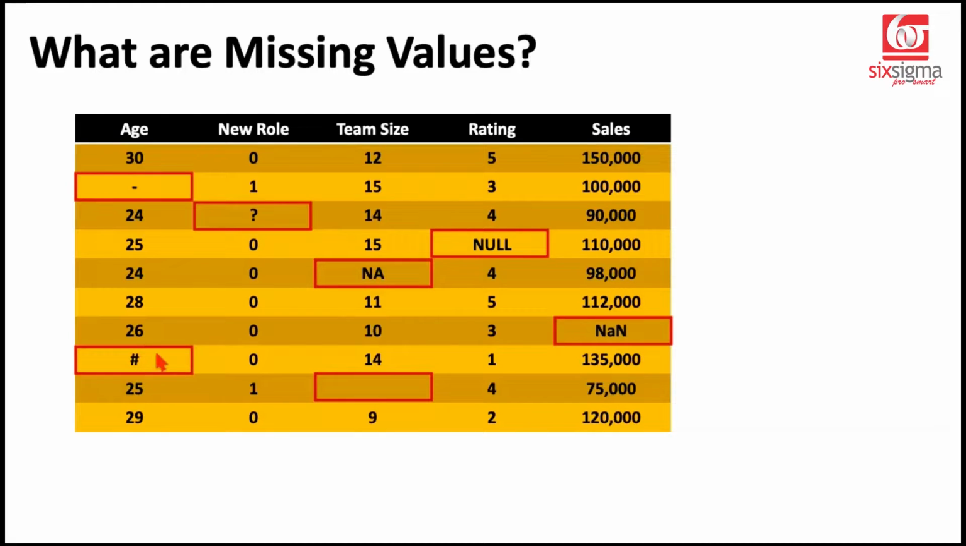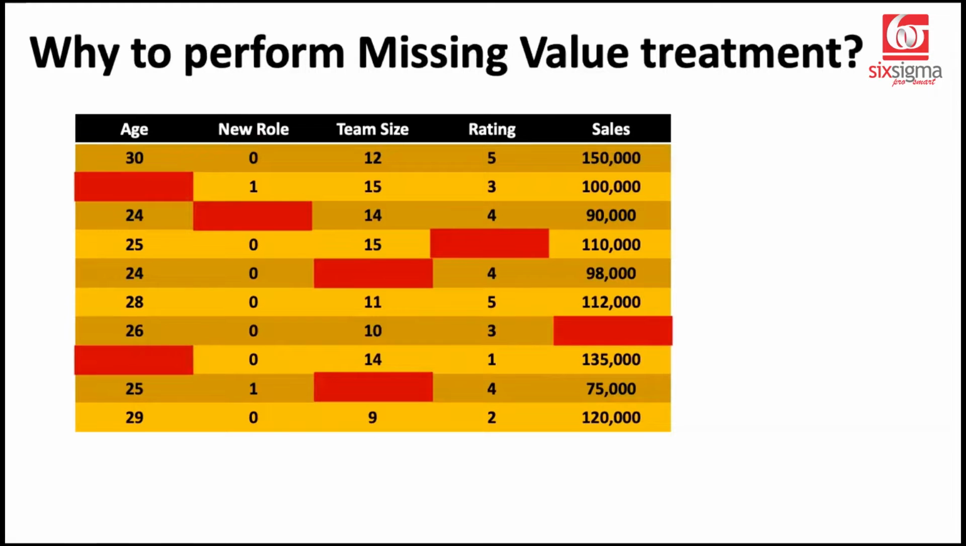The answer is yes. Similarly, the column called new role, it's supposed to have zeros and ones, but we have a question mark here. Is that a missing value? Yes. Team size, yes, it has a blank cell, which is of course clearly a missing value, but writing NA in a team size is also a missing value. Similarly, writing null in a column called rating is a null value. And in sales, let's say we put NaN, which stands for not a number. That's also a missing value. So missing values are not just the blank cells. If you have an entry in your data which is not appropriate for a particular feature, that'll be called a missing value.